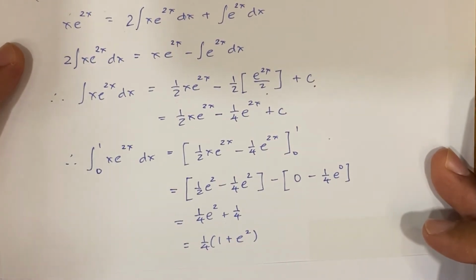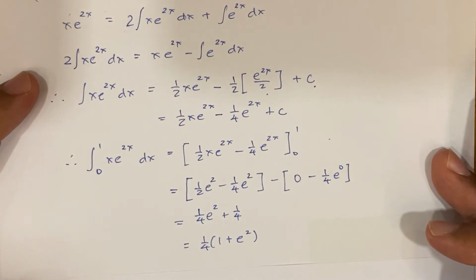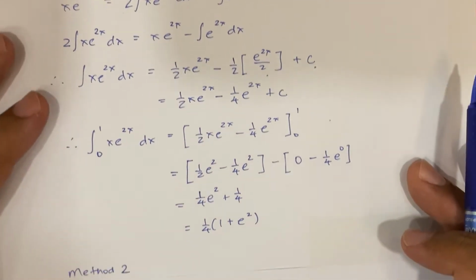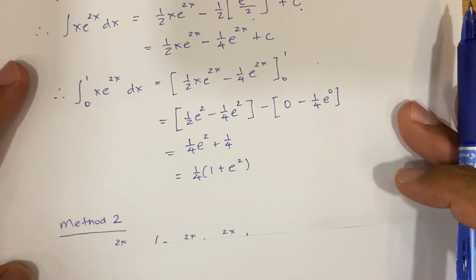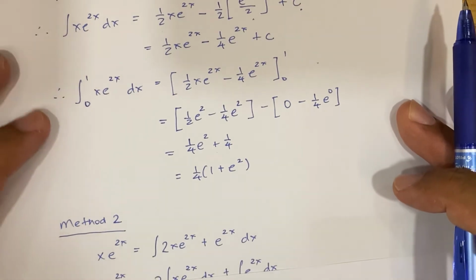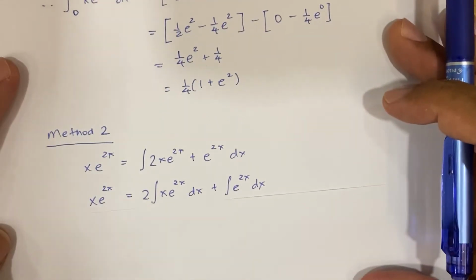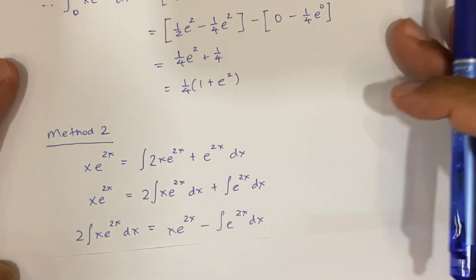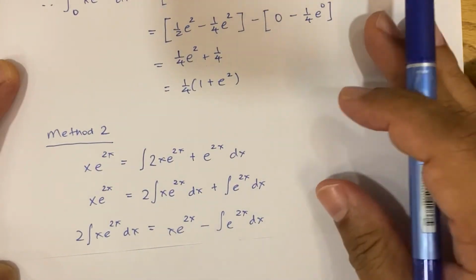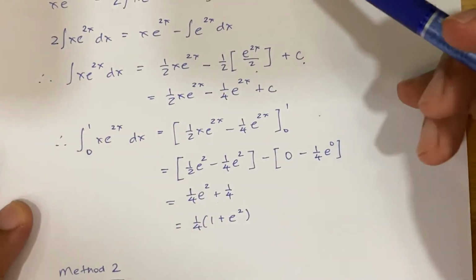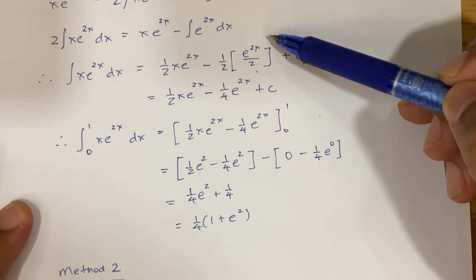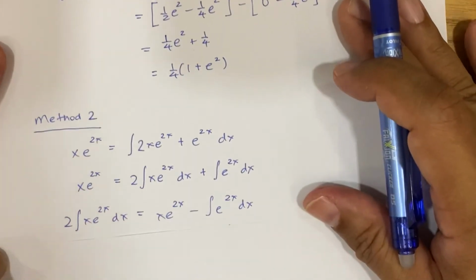I'm going to show you a shortcut. This is called method 2. Just bear in mind, the first 2 steps are exactly the same. So where is the difference? Do you notice that these first 3 lines are the same as these first 3 lines? It's the same.